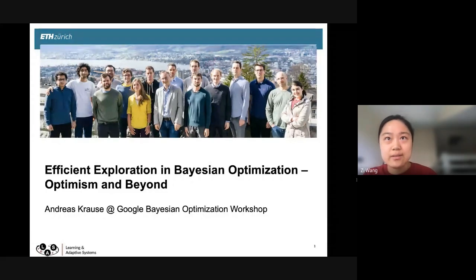Andreas is a professor of computer science at ETH Zurich, and he leads the Learning and Adaptive System Group. He also serves as the academic co-director of the Swiss Data Science Center and the chair of the ETH AI Center, and also the co-founder of the ETH spin-off LatticeFlow. His research has received a lot of awards, including the ACM SIGKDD Test of Time Award of 2019 and the ICML Test of Time Award of 2020.